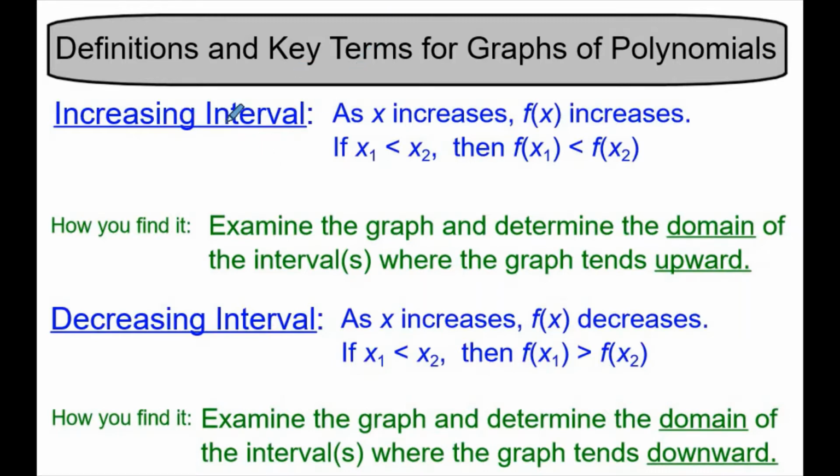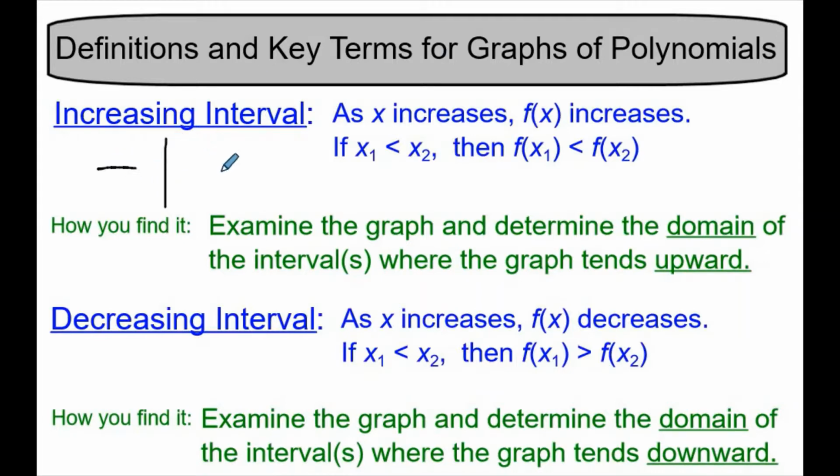So the first definition is an increasing interval, and basically what it says is as x increases, f of x increases. Algebraically speaking, it means that if the first value is less than the second value, then the output created by that first value will always be less than the output value by the second value. So let's take a look at what that's saying.